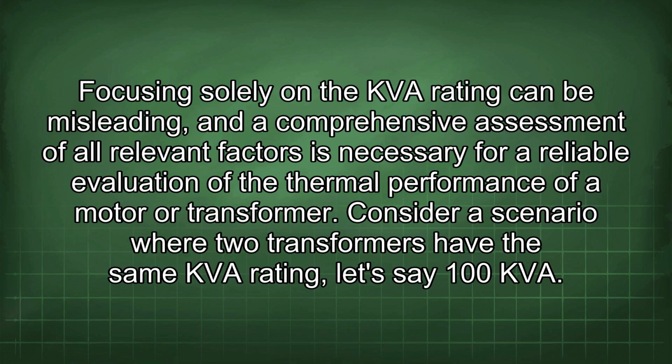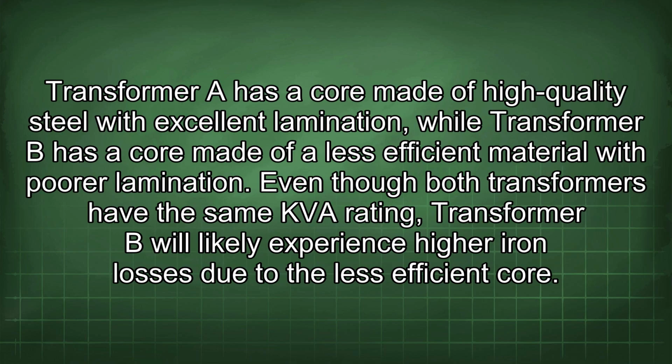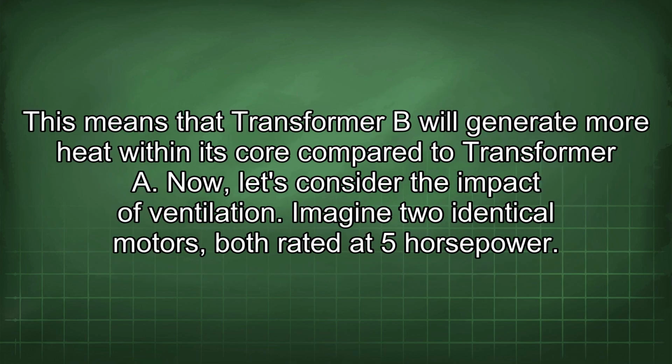Consider a scenario where two transformers have the same kVA rating, let's say 100 kVA. Transformer A has a core made of high-quality steel with excellent lamination, while Transformer B has a core made of a less efficient material with poor lamination. Even though both transformers have the same kVA rating, Transformer B will likely experience higher iron losses due to the less efficient core. This means that Transformer B will generate more heat within its core compared to Transformer A.